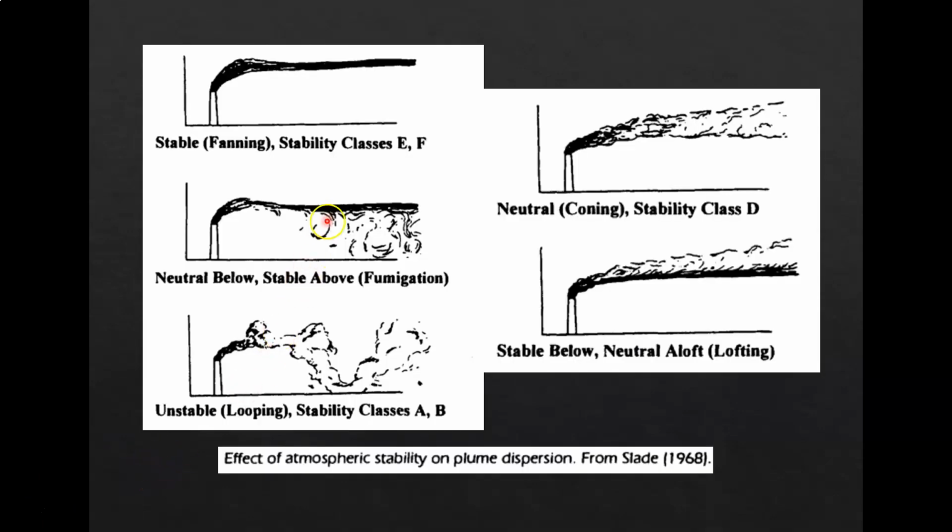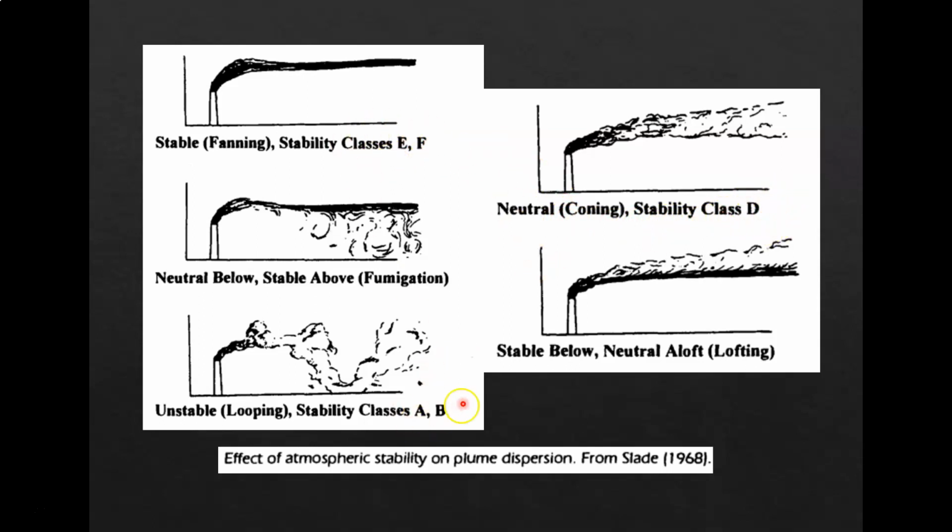This is the stability classes. There are different stability classes for neutral, stable, and also unstable. For a release categorized as unstable, we use the stability classes A and B. Then we also have stable classes, in class E and F. We also have neutral stability in class D.